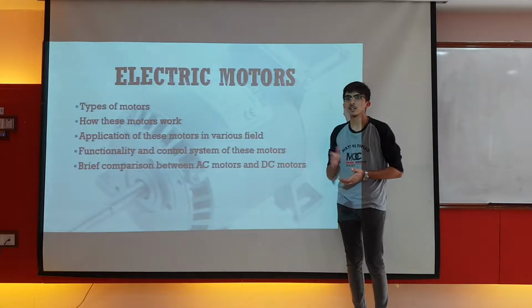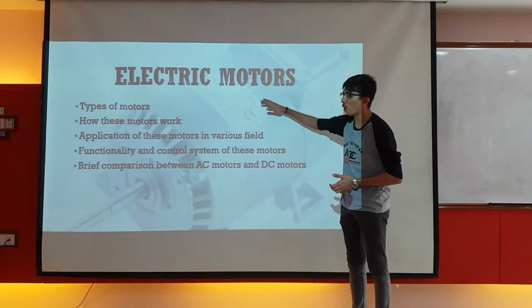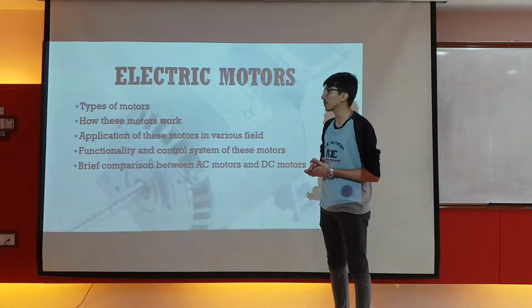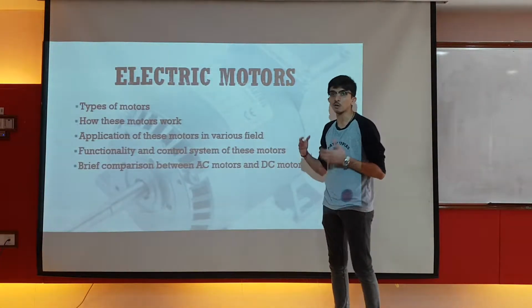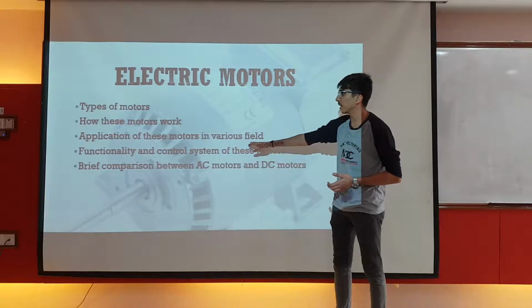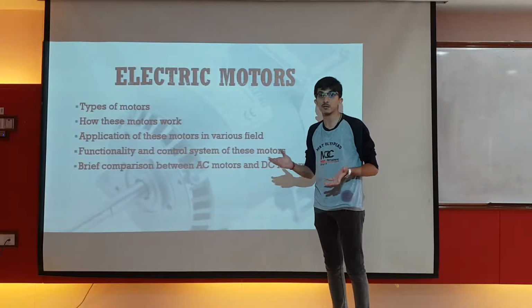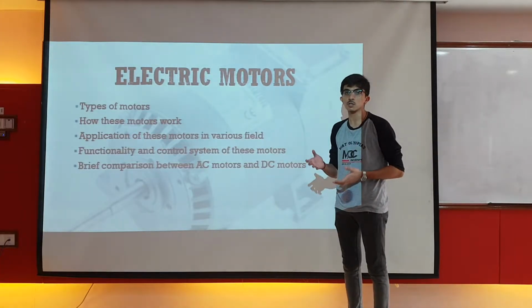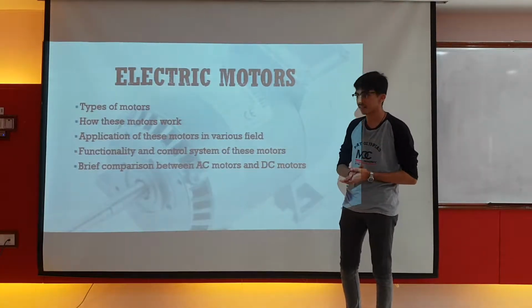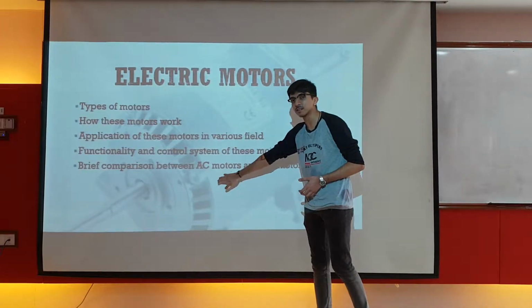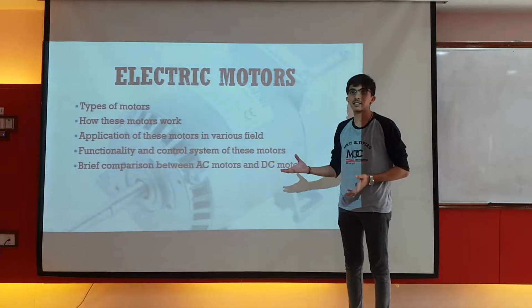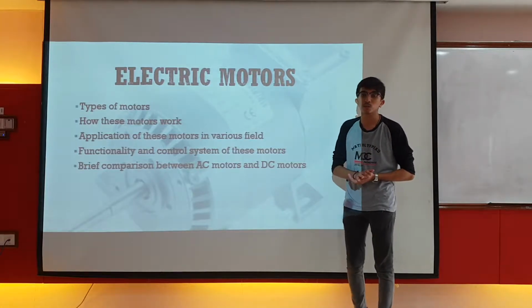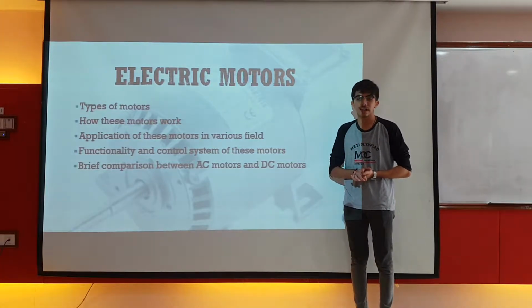Okay, so today we'll be providing you insights of all these various subtopics. First we'll be telling about types of motors used. Next is how do these motors work. Thirdly, the application of these motors in various fields. Next is the functionality and control systems of these motors. These motors I'm talking about are AC and DCs. Next is a brief comparison of AC and DC, of how they function and all those different characteristics. Now I'd like to pass over to my friend to explain a little regarding AC motors.